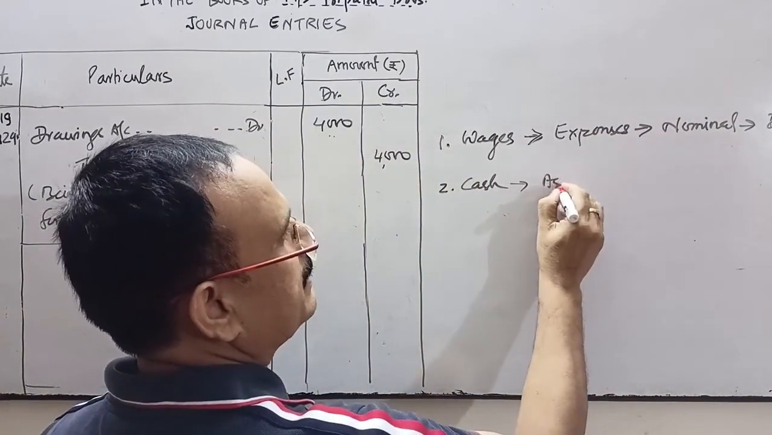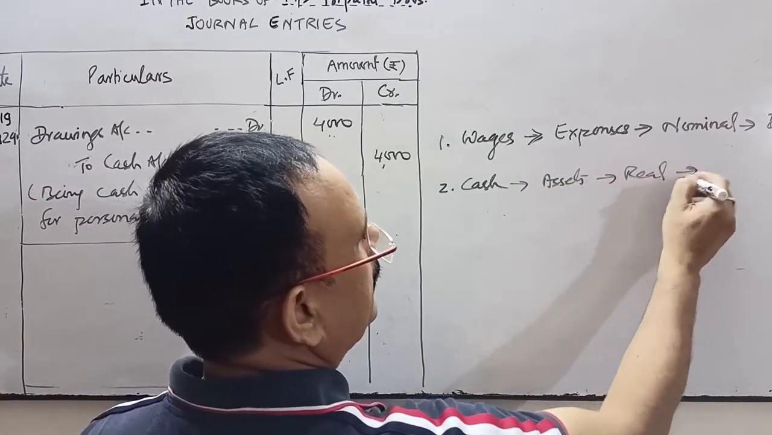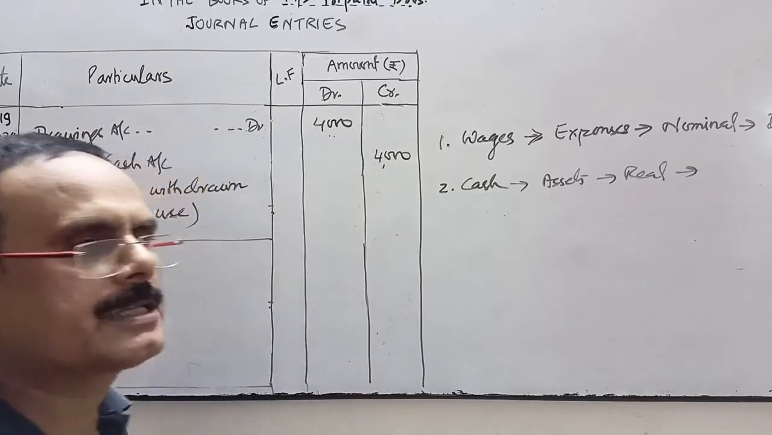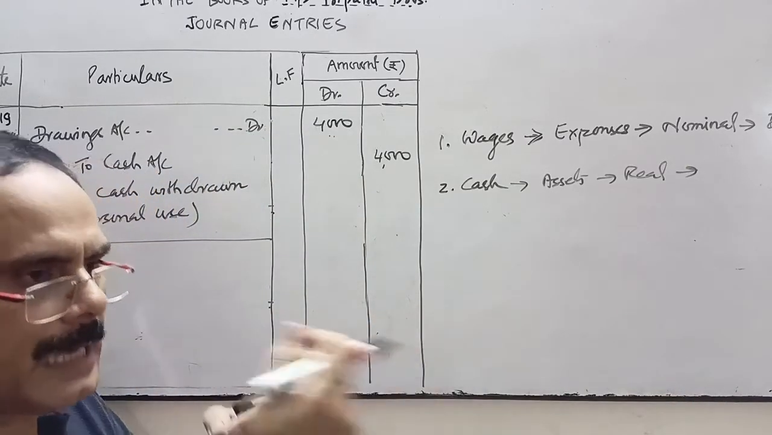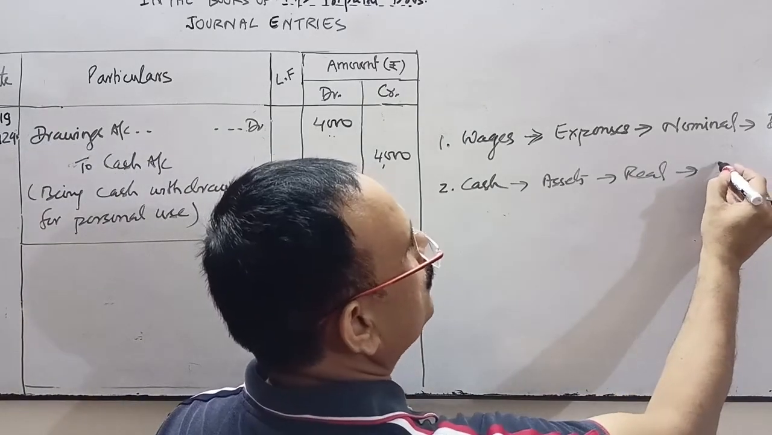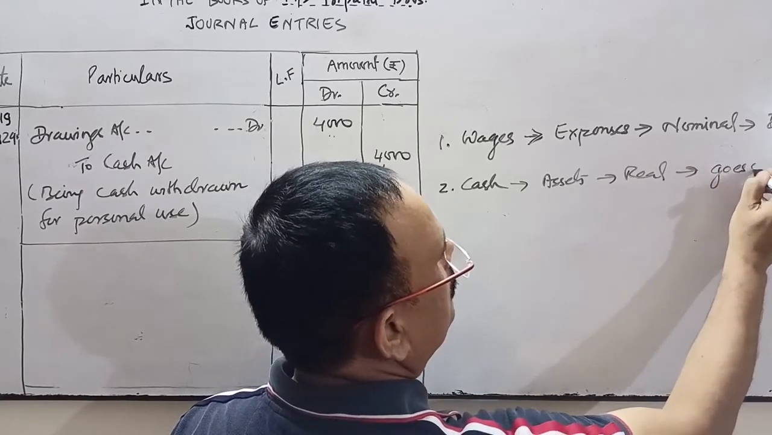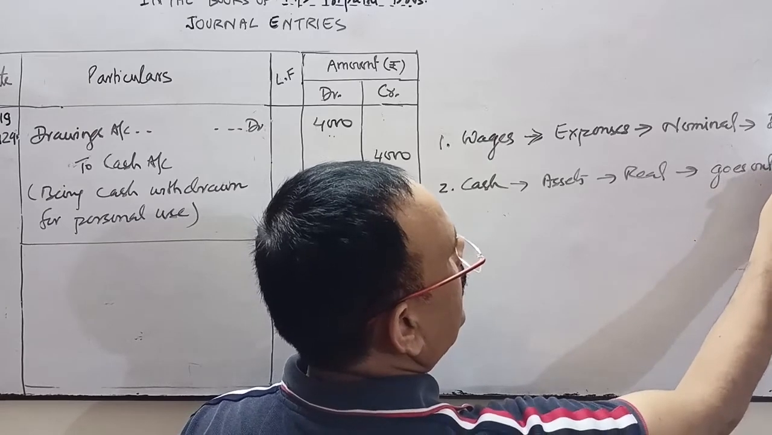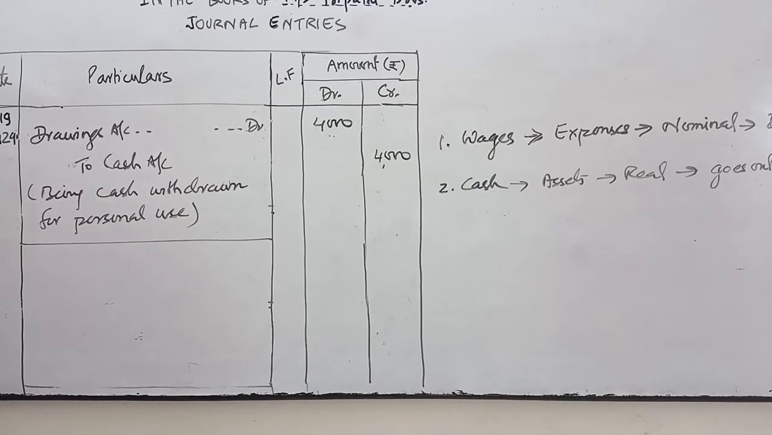Cash is an asset, comes under real account, and under the real account cash comes in the business or cash goes out from the business when we pay the wages to the employee. Obviously cash goes out from the business. We are paying to others, then cash goes out from the business. So the entry is wages will be debited and cash will be credited.